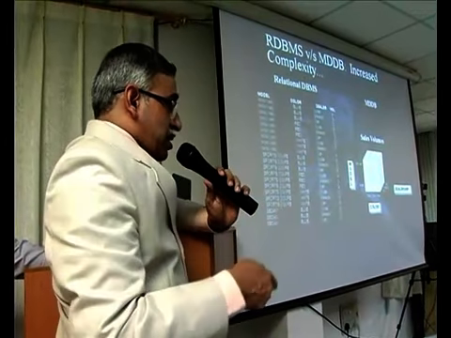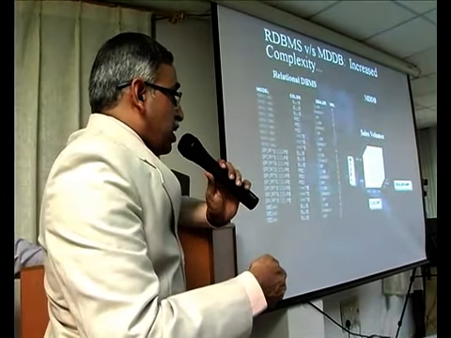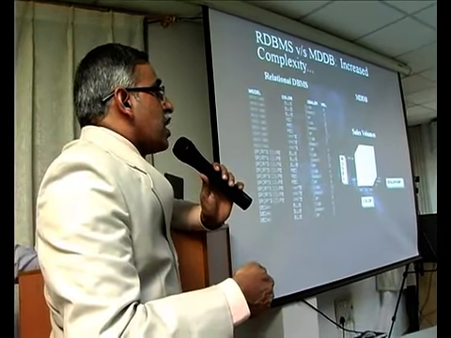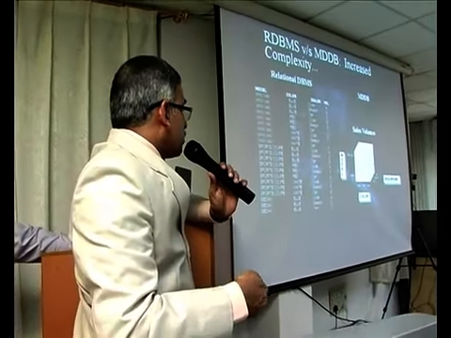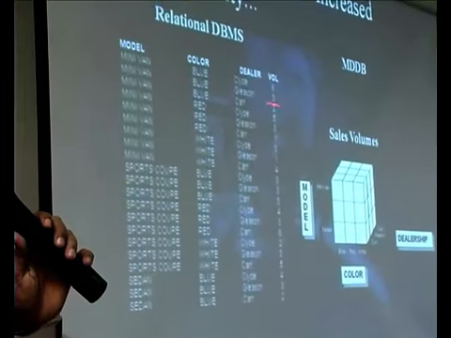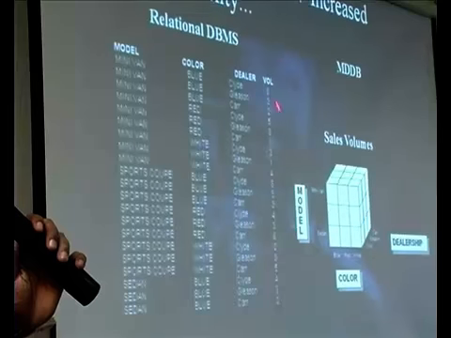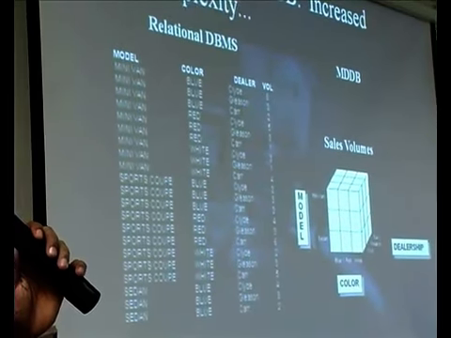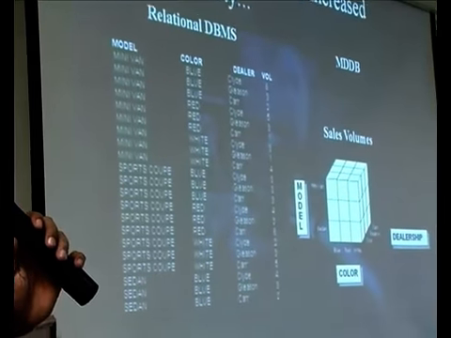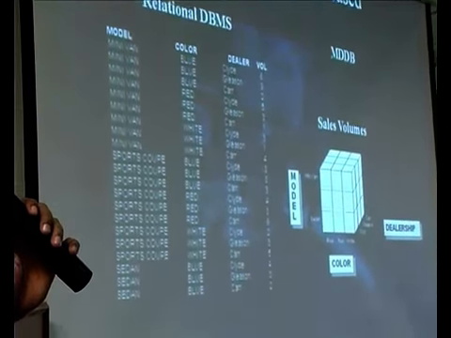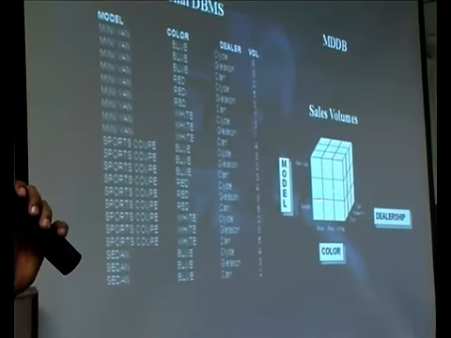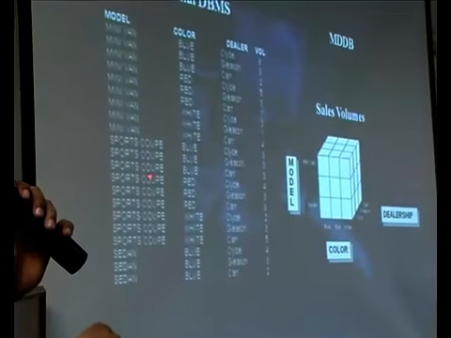So if you observe the complexity here, when 1 dimension is added in a multidimensional representation, it always requires fewer cells compared to the relational table representation. So I am generalizing this with the computation again. In the relational DBMS, 3 dimensions with 1 measure requires 108 cells, 27 into 4. Whereas here it requires only 27 cells. So this is much faster. Operations on this are always faster than operations on the relational table.